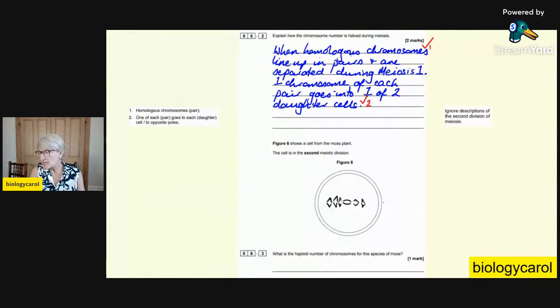And so the question is, what is the haploid number of the chromosomes for this species of moss? Well, the haploid number is what ends up in those gamete cells. So it's going to be this one, this one, this one, this one, this one, and this one end up in one cell, there's 6, and the other 6 end up in the other cell. So the haploid number is 6.